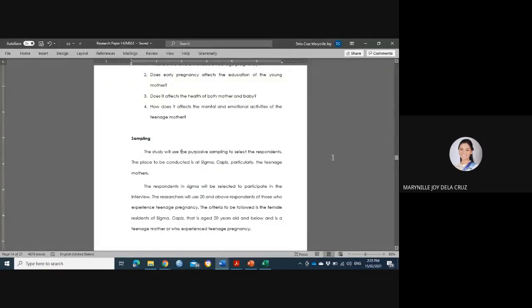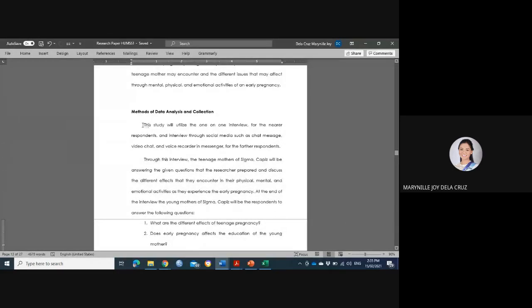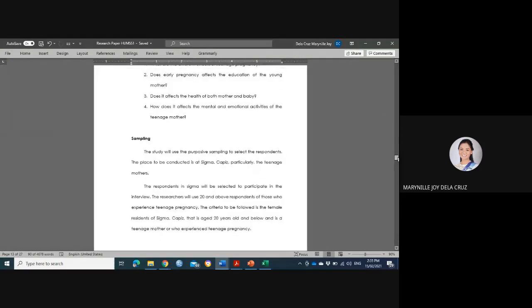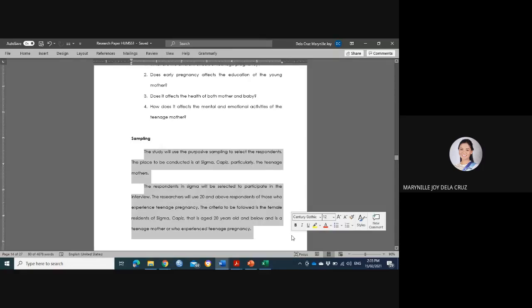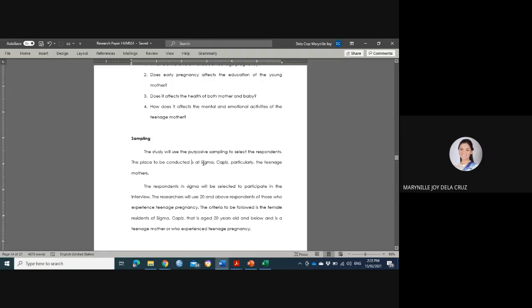In your methodology, you are going to write everything that you need to write. Sampling procedure, meaning who are your respondents. Specifically, who your respondents are, how many they are, why you chose them as your respondents, and what sampling procedure you used. Did you purposely choose them as your participants or respondents? Then if you purposely chose them, meaning you use purposive sampling.